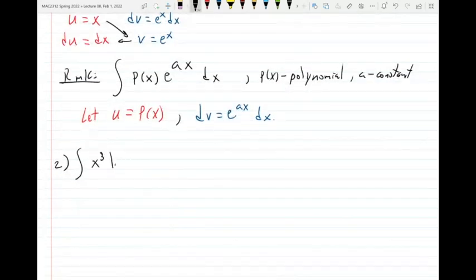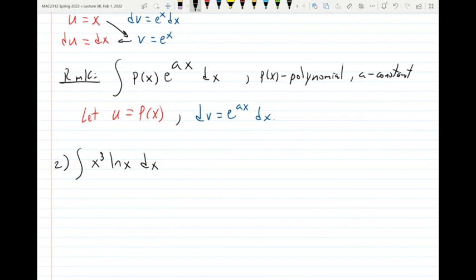So how about this? Whatever I do here is the same thing that you would do when you have a polynomial times a logarithm, okay? So x cubed times ln. When you have this situation, it's actually the other way around. We want u to be ln, first of all, because do you know what's the integral of ln?